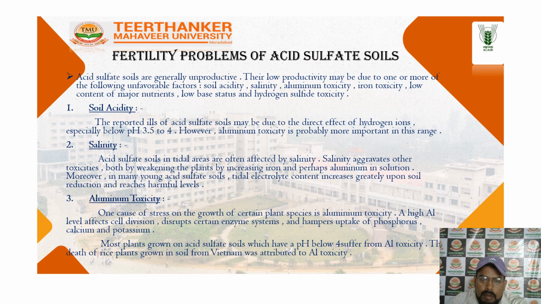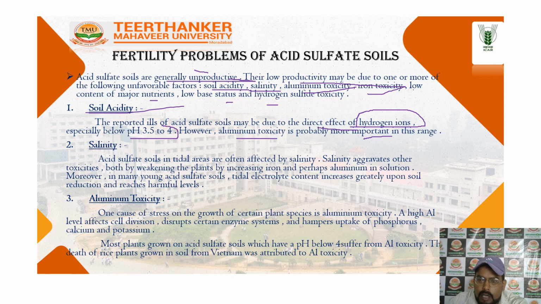The actual acid sulfate soils are generally unproductive soils. Productivity is limited by one or more unfavorable factors: soil acidity, salinity, aluminum toxicity, iron toxicity, low content of major nutrients and base saturation, and hydrogen sulfide toxicity. The first is soil acidity. It is due to the direct effect of hydrogen ion concentration, especially below pH 3.5 to 4, and aluminum toxicity is probably important in this range.